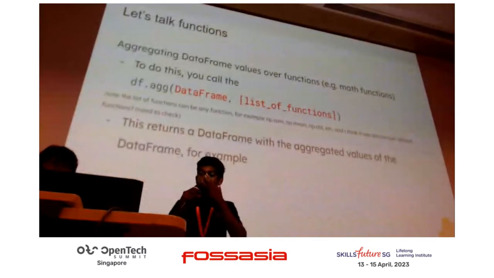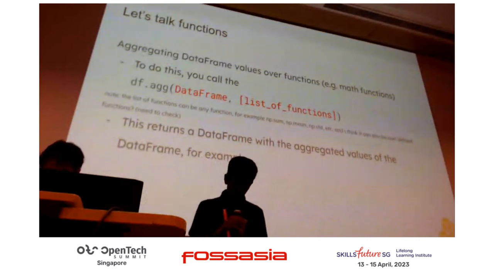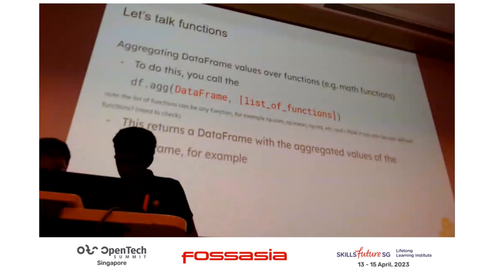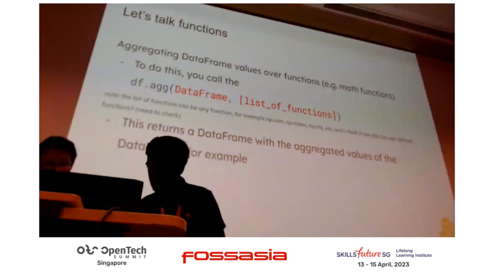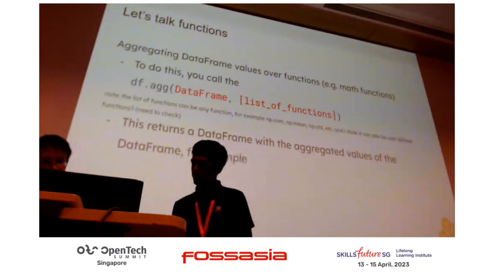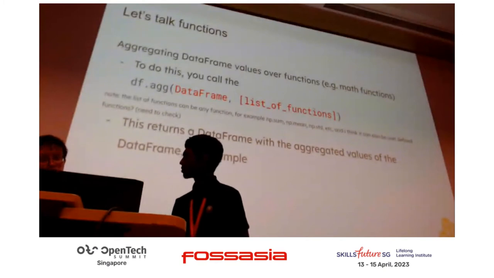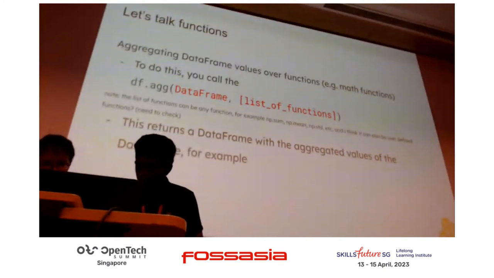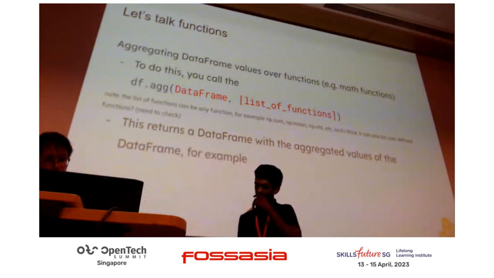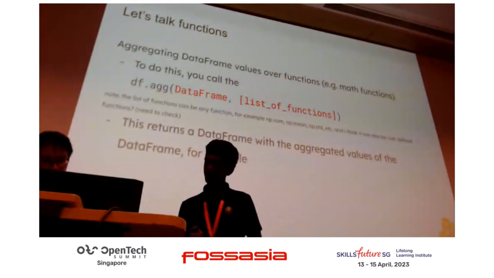Okay. Now let's talk about more functions. Let's say you want to aggregate the data frame values over multiple functions or just one function itself. You call the agg function, where you have to specify the data frame or the column itself that you want, as well as the list of functions that you want to aggregate by.